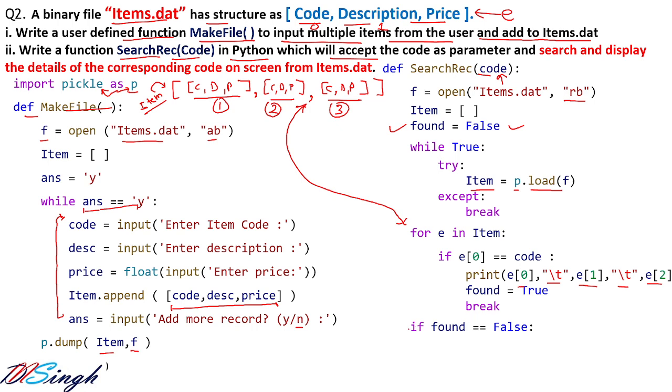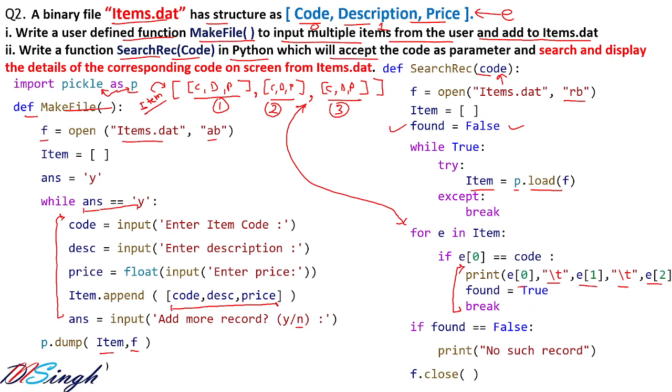Once we come out of the loop, we will check if the found value is still equal to False. What does it mean? This particular block has not been executed. And what does it in turn reflect? That reflects that never has this code been equal to the code supplied by the argument variable code. Okay, fine. So in that case, we can display that we did not find the record, no such record. Otherwise, the record has already been printed, there is no need to print anything else, and we are going to close the file pointer.